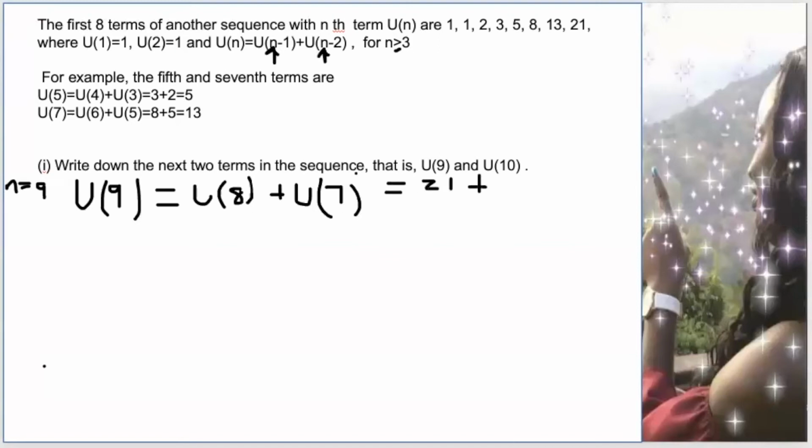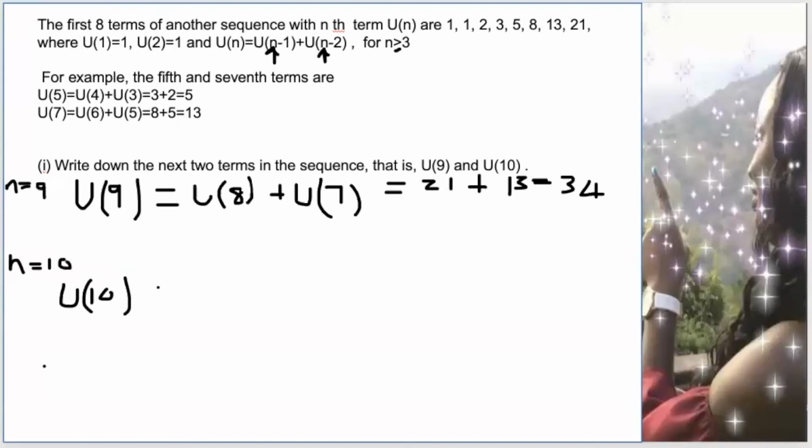Plus u7: 1, 2, 3, 4, 5, 6, 7, 13. So my answer here is 34. Let me go into more detail with u10. So u10 means n is equal to 10.